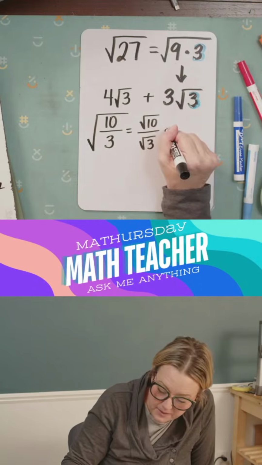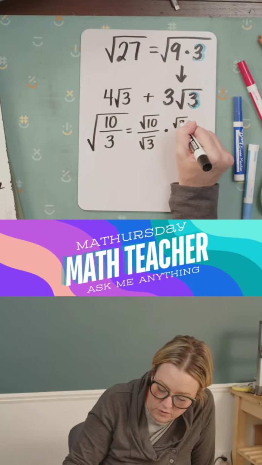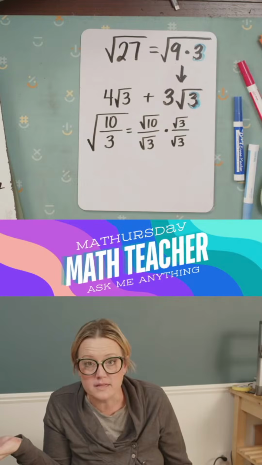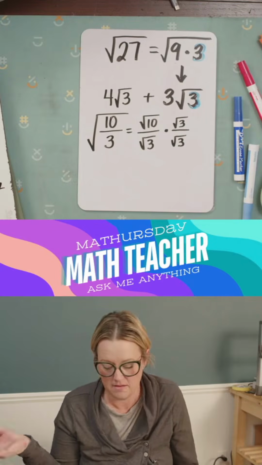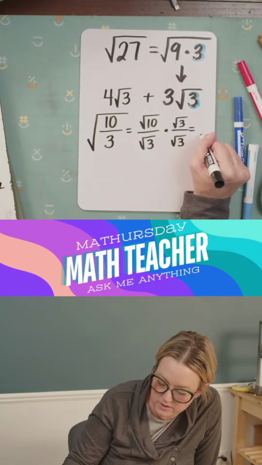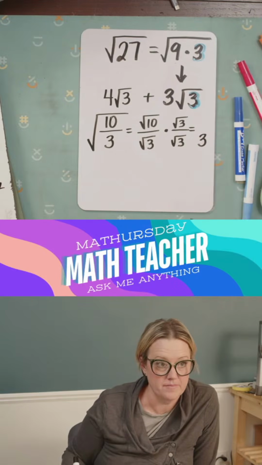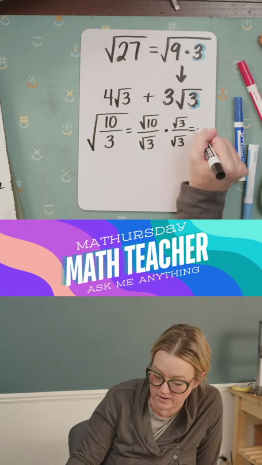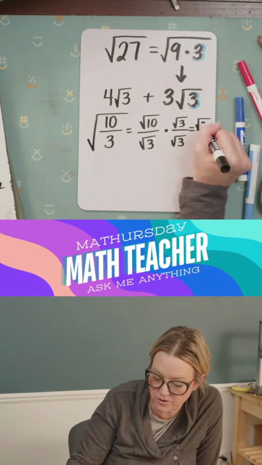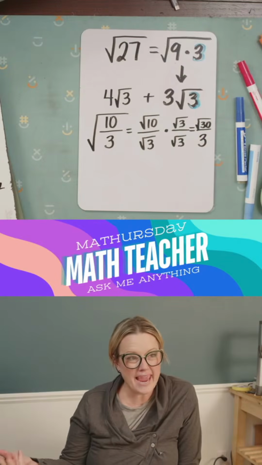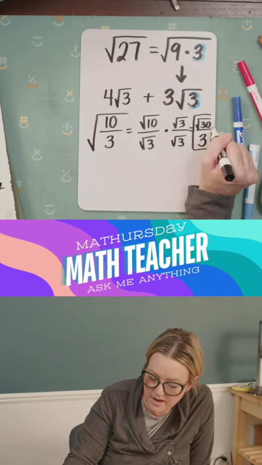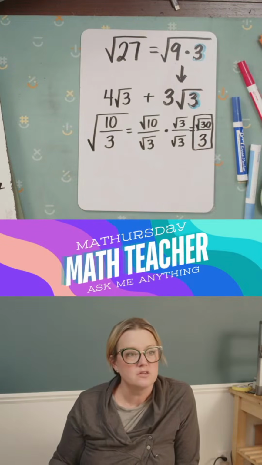So I'm going to multiply by root 3 over root 3. I'm just multiplying it by 1, so it's still going to be the same thing. So root 3 times root 3 equals 3. A root times a root equals what's underneath it. Root 10 times root 3 becomes root 30. Again, I can't simplify root 30 because it's not made up of any perfect squares. So that's what I've got.